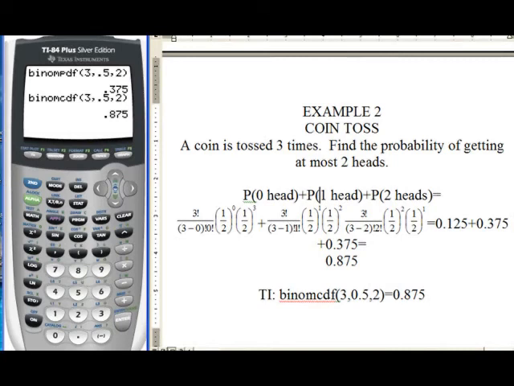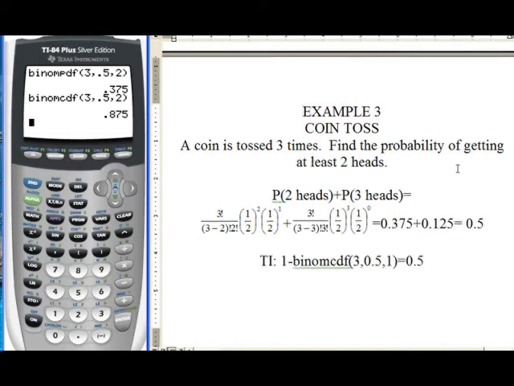The hardest example is getting at least something. In this case, it's at least 2. Same experiment. At least 2 means either you'll get 2 or 3. You add the probabilities. Again, it's pretty lengthy. Instead of doing this, I can use a hybrid approach with the binomial CDF button. Getting 2 heads and 3 heads will be the same as 1 minus getting 0 or 1 heads just taken out. So in other words, 1 minus binomial CDF 3, 0.5, 1.